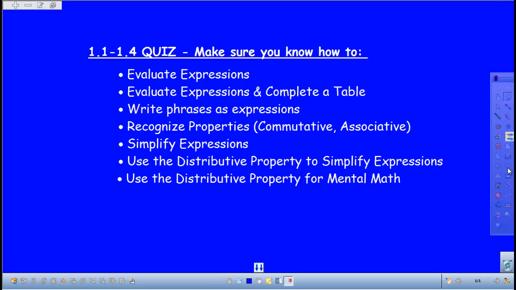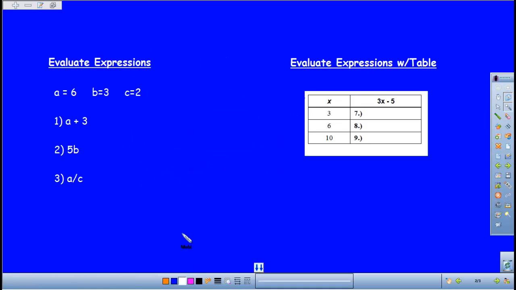And I will go through some examples if you want to just get a refresher on each one before the quiz to make sure that you are ready. Okay, the first thing you need to make sure to do is evaluate expressions. If you want to go ahead and try these three problems first, and then pause the video and come back and check, go right ahead. If you want to know how to do it and get a refresher, then stay right here with me.